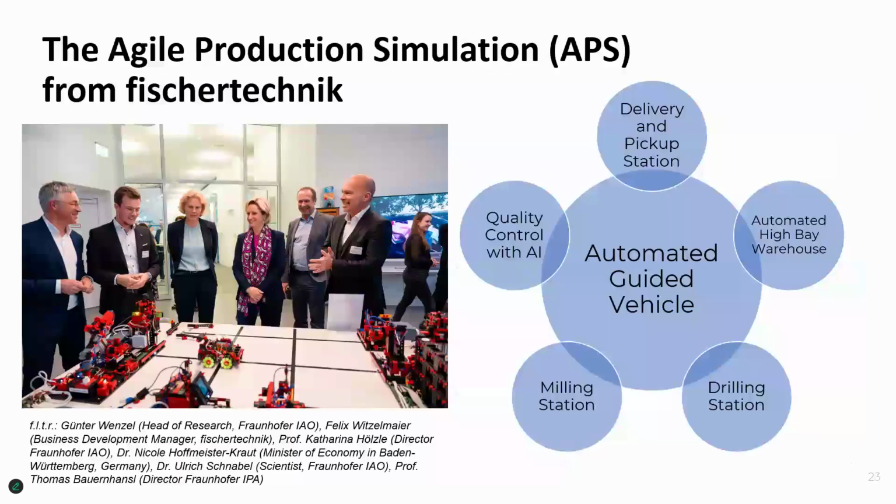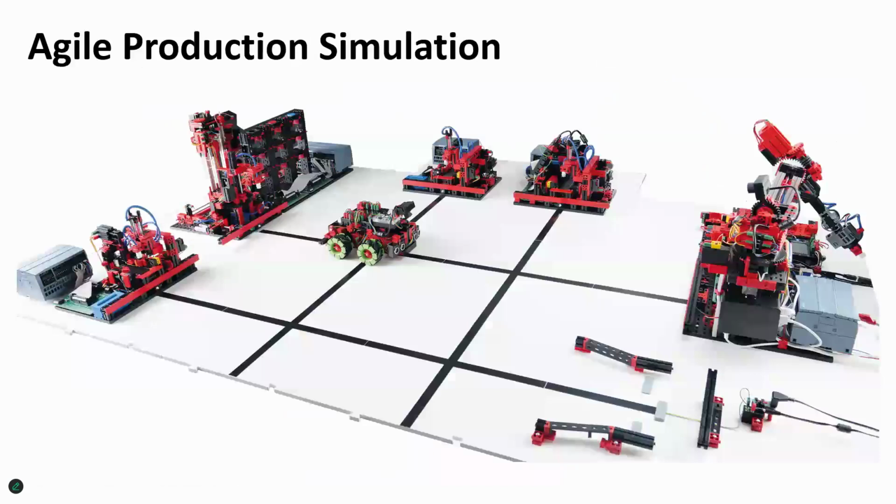And this is why Fischertechnik created the new Agile Production Simulation, which again is the latest version of the Fischertechnik factory model, this time not only incorporating IoT and state-of-the-art manufacturing processes, but also AI. In addition, this innovative new model also includes a digital learning platform. So here's a quick look at the full factory.